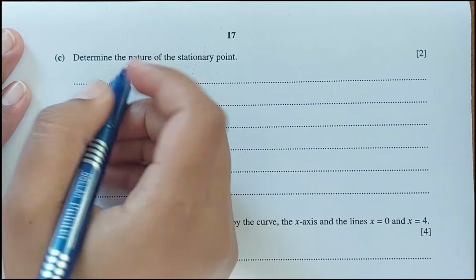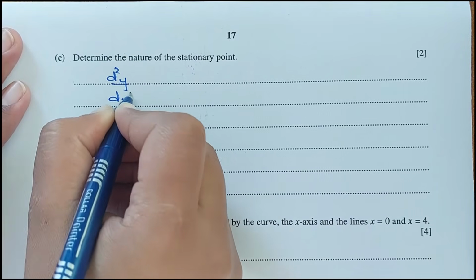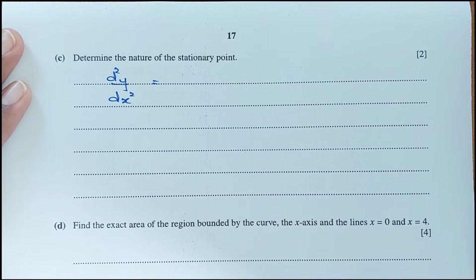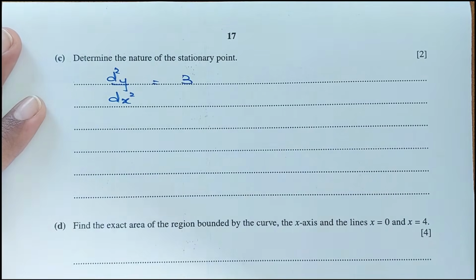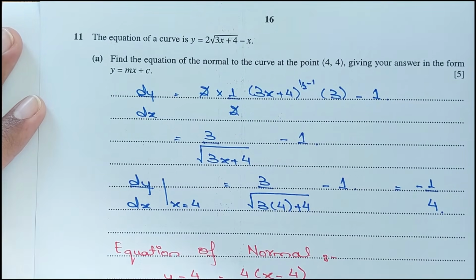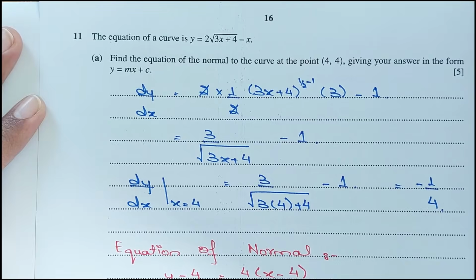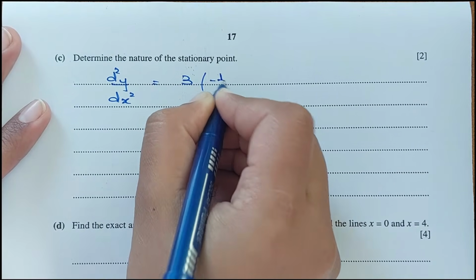For the nature of the stationary point, we have to find the second derivative, d2y over dx squared. We have the first derivative. For the second derivative, we apply the power rule, as you can see this is the first derivative, by shifting the power into the numerator, minus 1 by 2. So first we have minus 1 by 2.